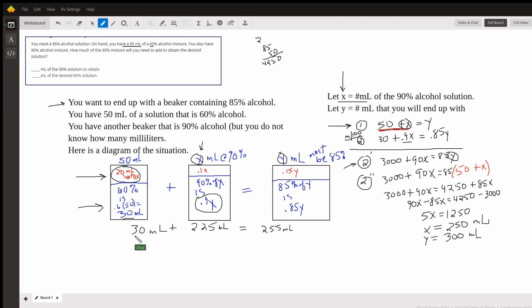And this is the check row right here. 30 milliliters in the first beaker. 90% of 250 is 225. Does that really equal 85% of 300? Yes, it does, 255. So there you go.